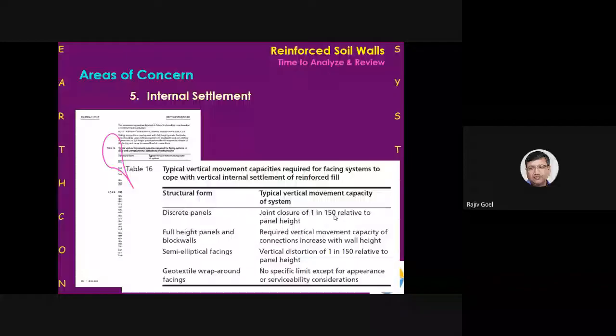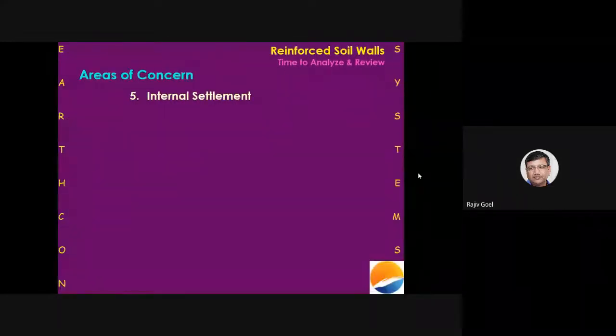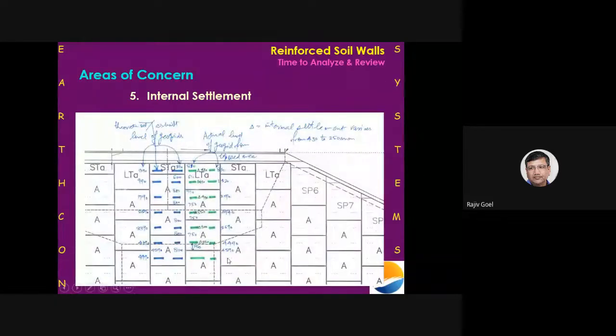But in case the internal settlement is more than that value, the problems are bound to arise. And I'll show you this picture. Don't worry about the mathematics and the jugglery here. What I'm trying to show here is that in the current scenario, my differential settlement was to the tune of 420 millimeter here, 430 millimeter, 400 millimeter, 350 millimeter, 300, 250. And this was the portion which failed. So the internal settlements varied from 250 millimeter to 430 millimeters.